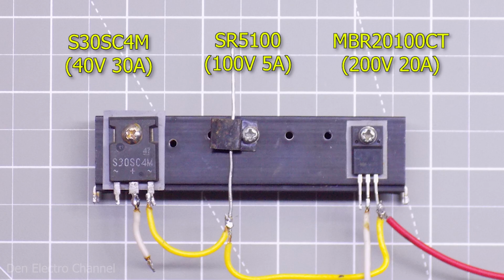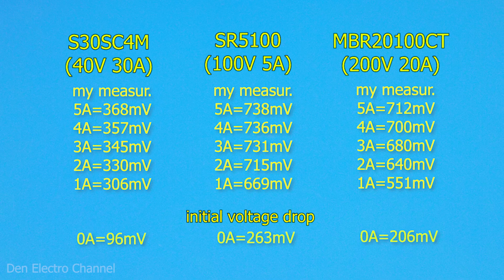Different diodes, even if they are all Schottky diodes, may also have different voltage drops. My measurements are recorded here. They also don't match up with the datasheet a bit. These are the diodes that I've been checking now. This is a single 100 volt 5 amp diode. And these are double diodes for 200 volts and 20 amps. One diode naturally holds only 10 amps.